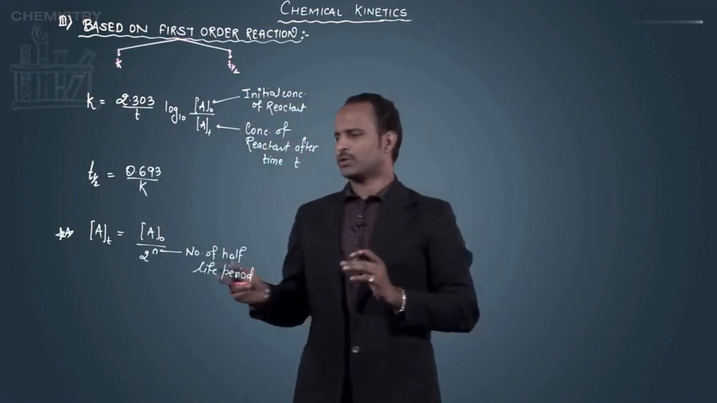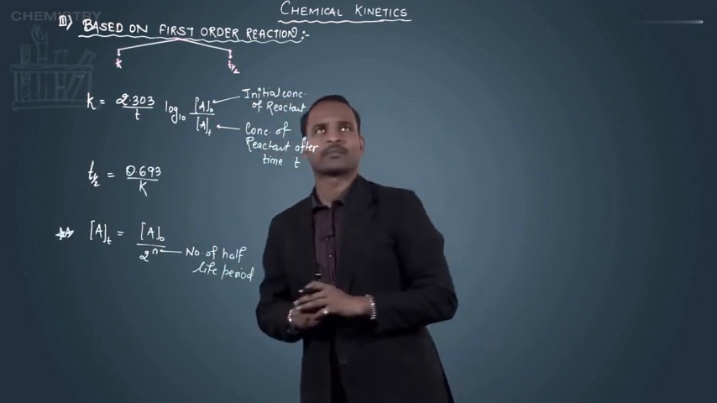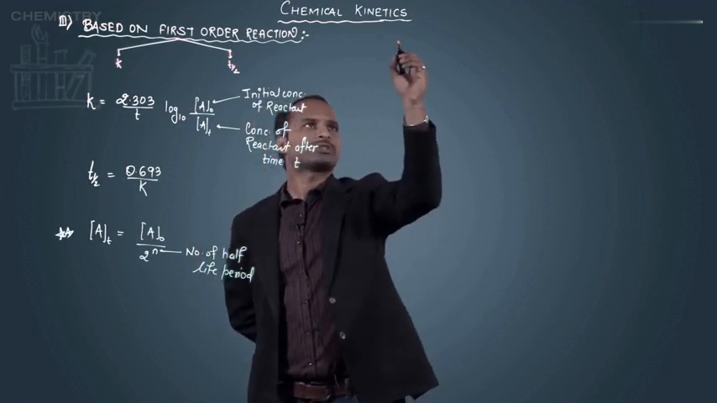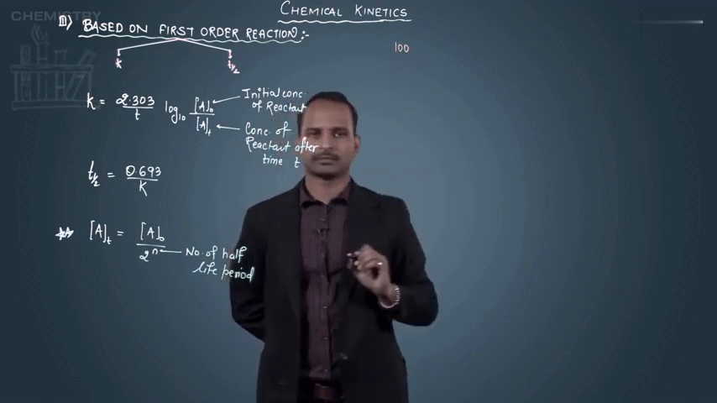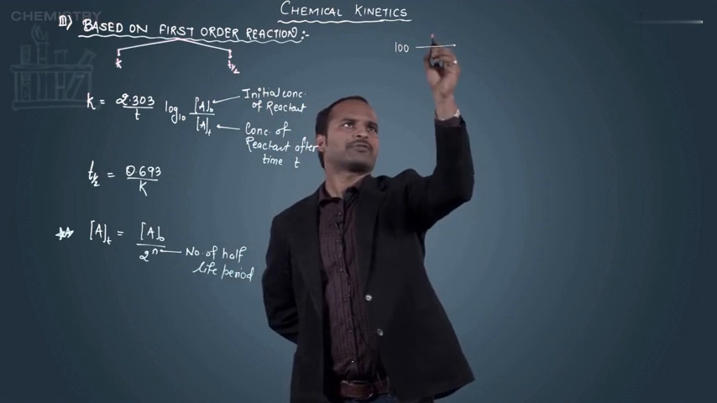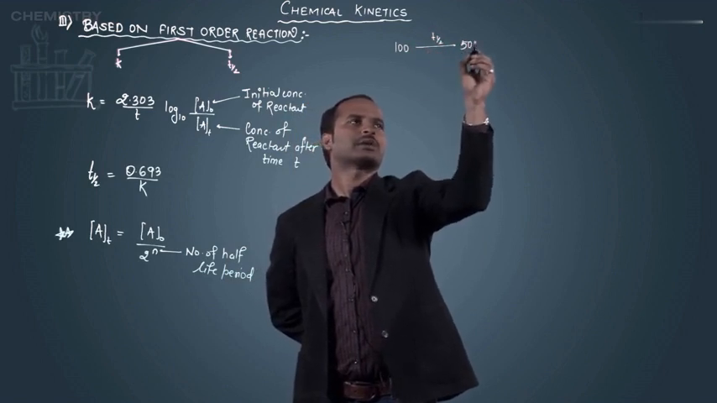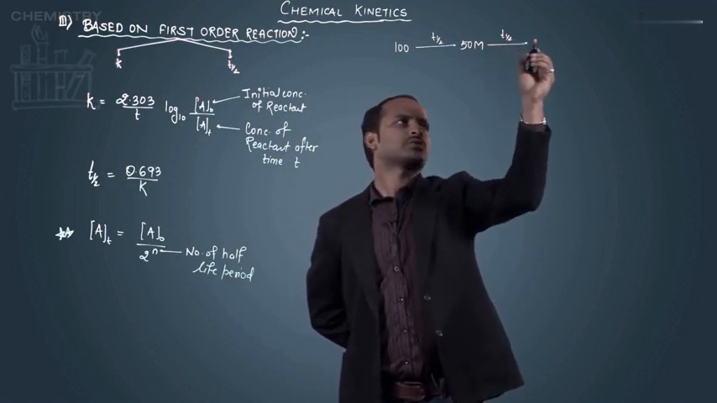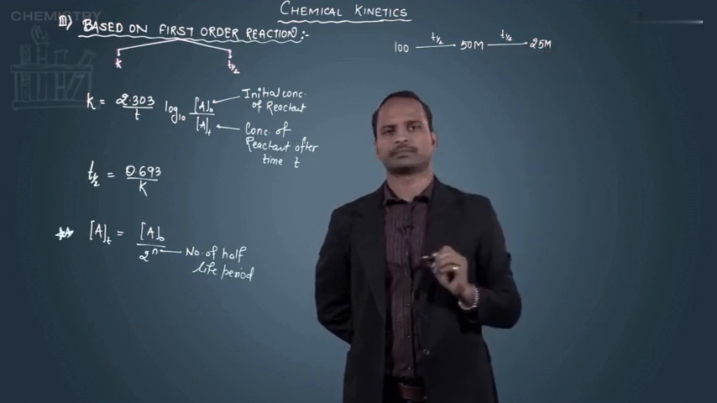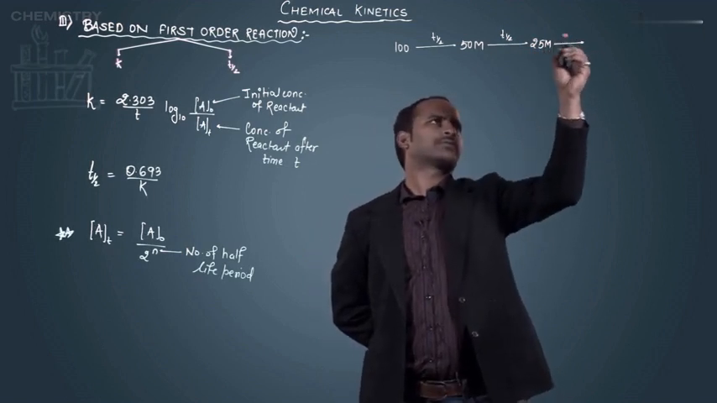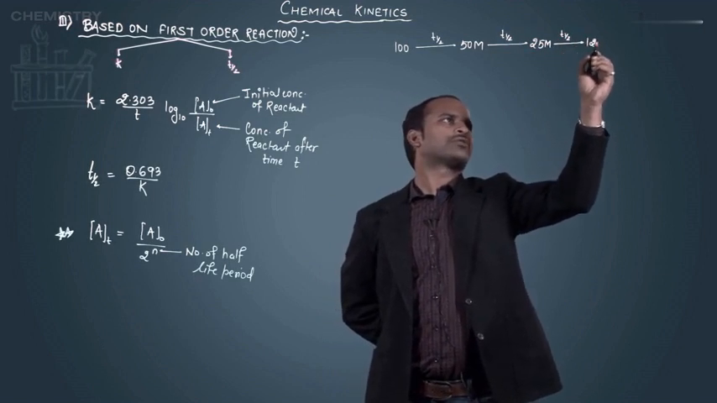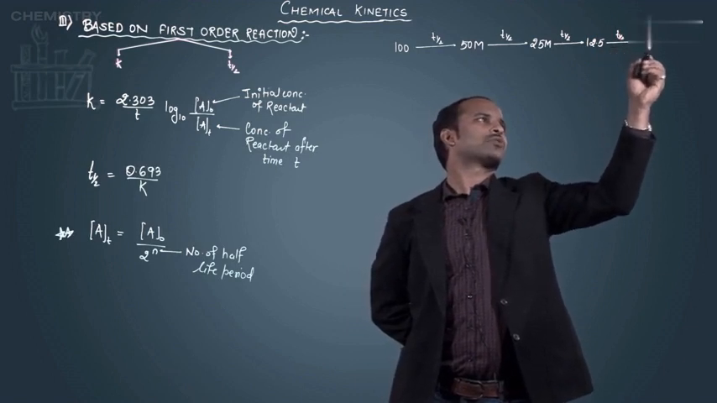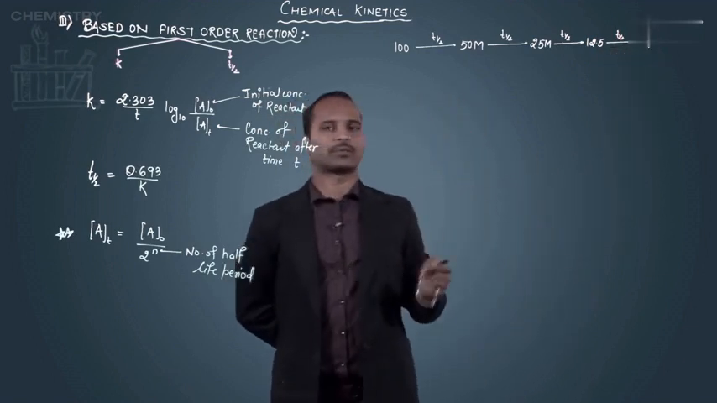Now based on the half-life period, we have a different method to solve. While talking about the half-life period, some terms are to be kept in mind. For example, suppose I have 100 molar reactant in the beginning, then after one half-life, 50 molar reactant is left. After the next half-life, 25 molar reactant will be left. After the next half-life, 12.5 will be left. And after the next half-life, 6.25 will be left. These are the left amounts.